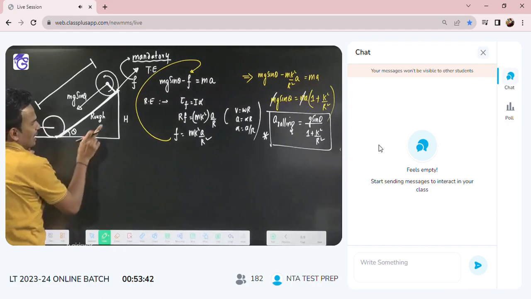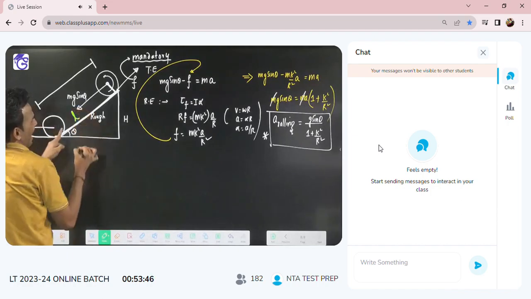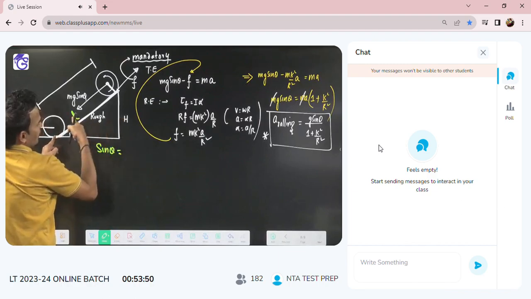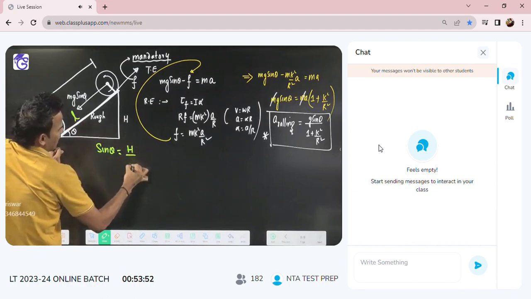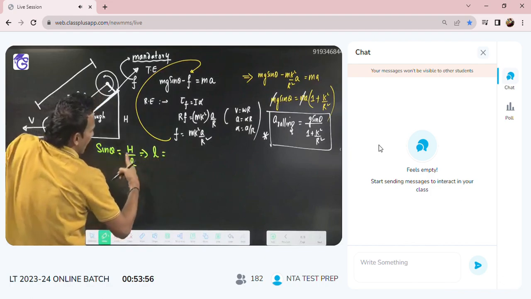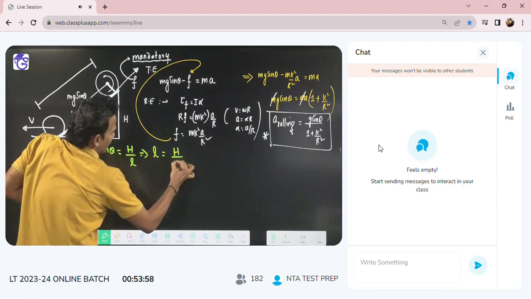First, I will calculate the distance, sir. If this distance is L, I know sine theta will be opposite by hypotenuse, that is h by L. That means L, the distance which the body will move, will come as h by sine theta.